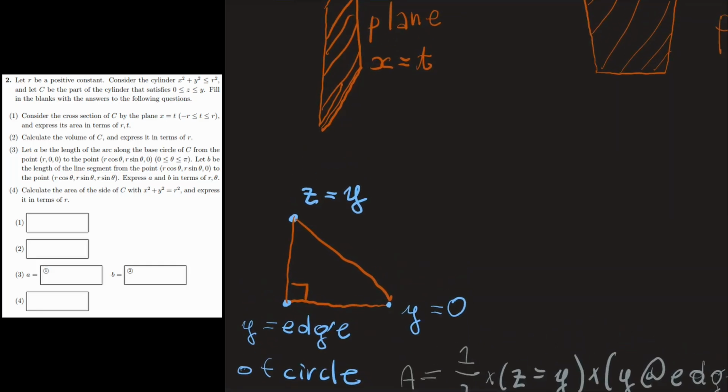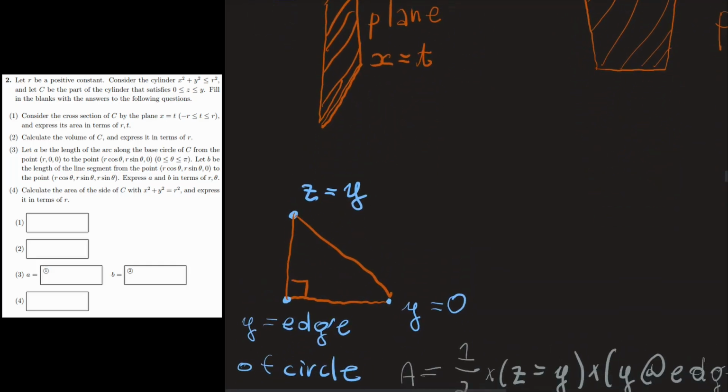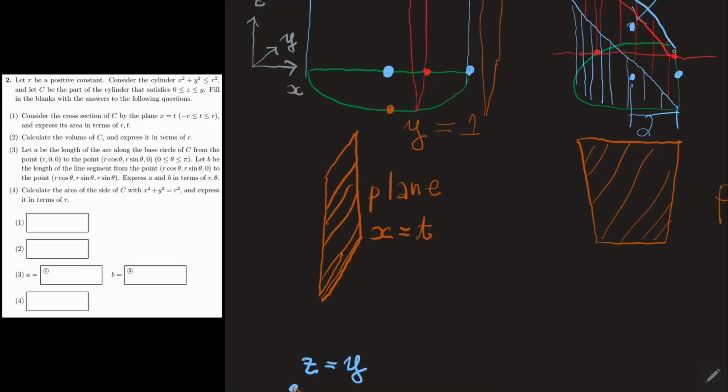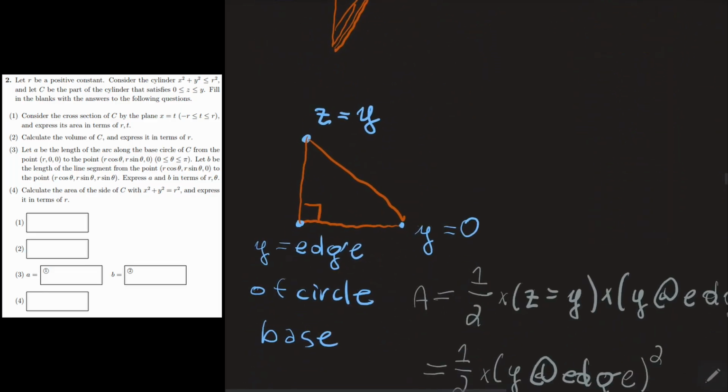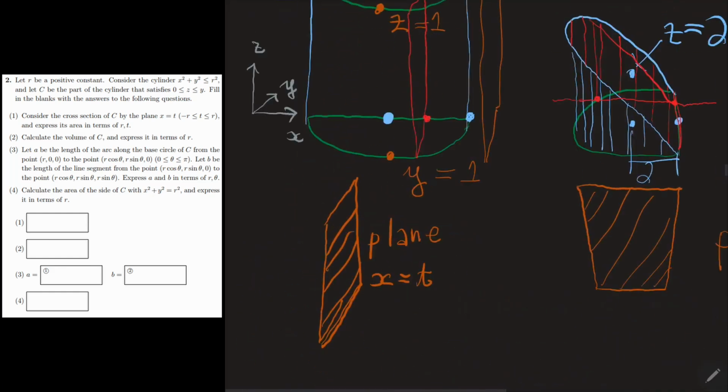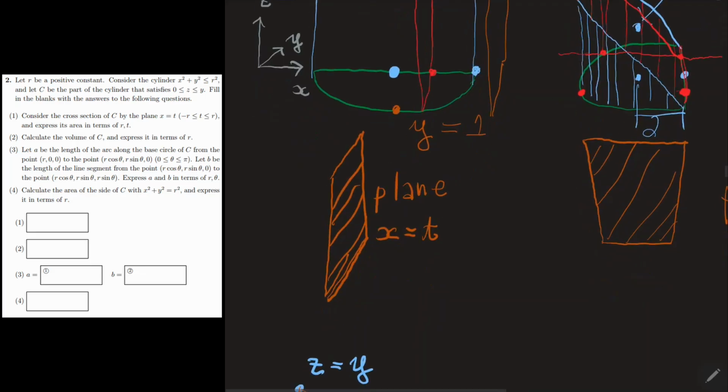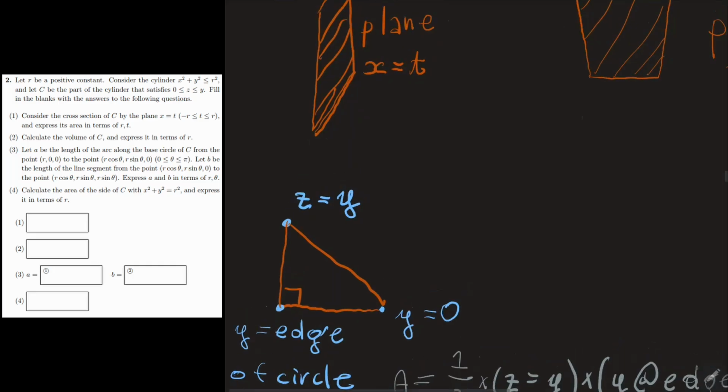So we can look at just the triangle here. At this point is where y equals 0, and that's equivalent to along this edge right here. At this point, this is the edge of our circular base. If our point that we're looking at is here, then the edge of our circular base would be right over there. And then our height is just equal to y, right?